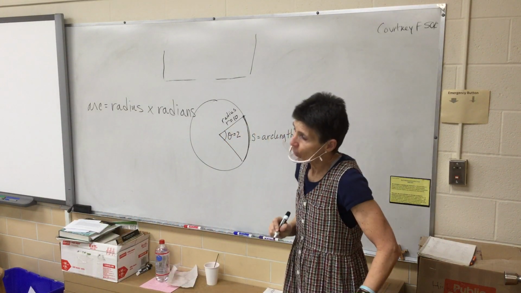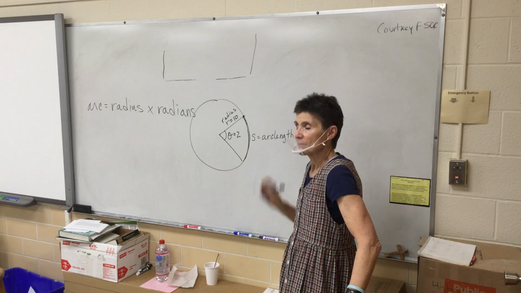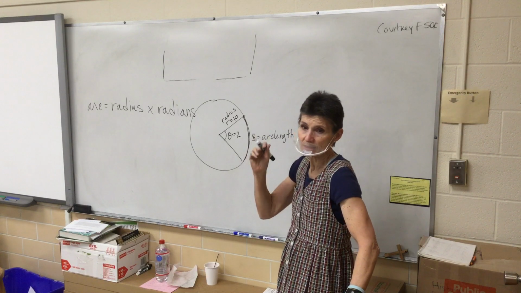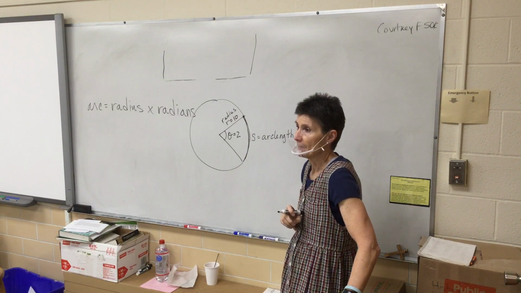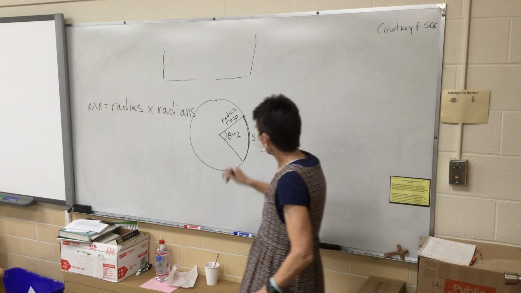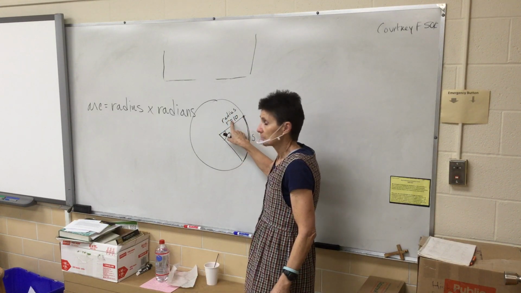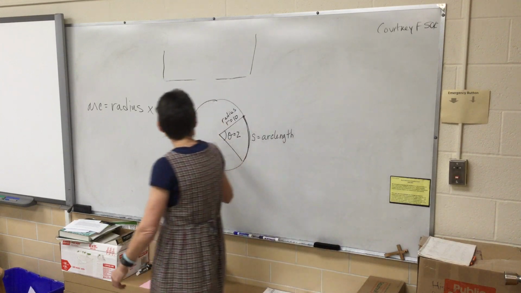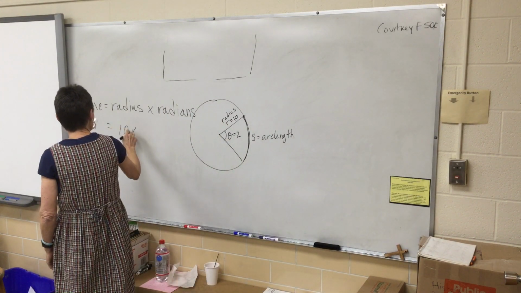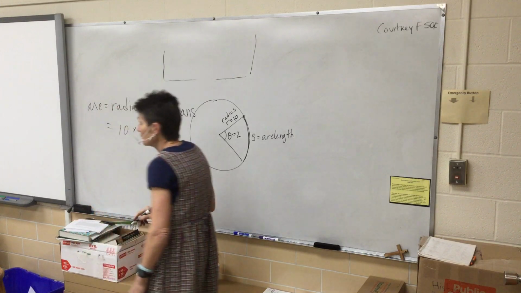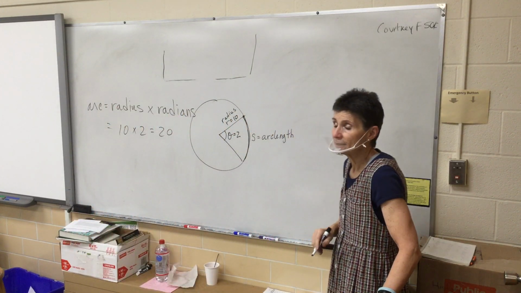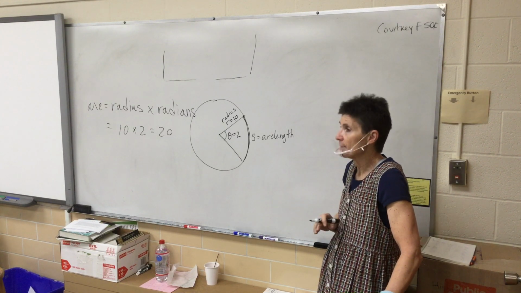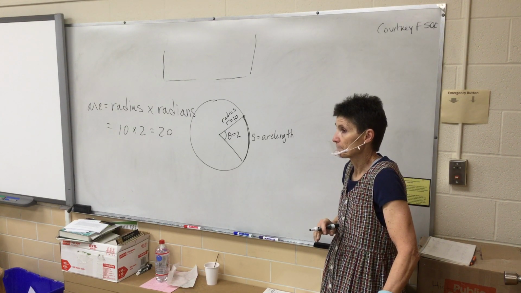Now that's not the way the formula is going to look in your textbook, but this is how I remember it because it's kind of catchy. Radius times radians, radius times radians. So I know my radius, and I know my angle is 2 radians. So the answer to the question is very simply 20. The length of that arc is 20. It's whatever the radius is times whatever the radian measure of the angle is.